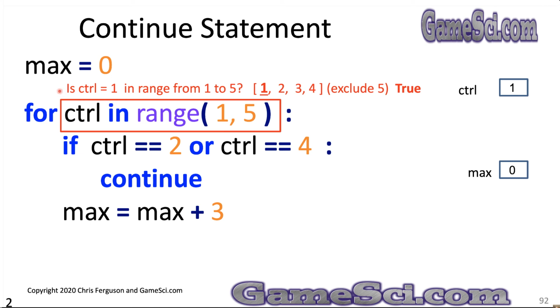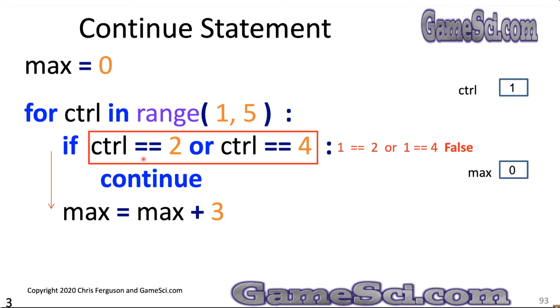Is control equal to 1 in range from 1 to 5? And it certainly is. 1 is in range from 1 to 5. Remember, when your range ends at 5, you exclude 5. So this is a true statement. If this is true, what does that mean? We will execute the code inside the loop.